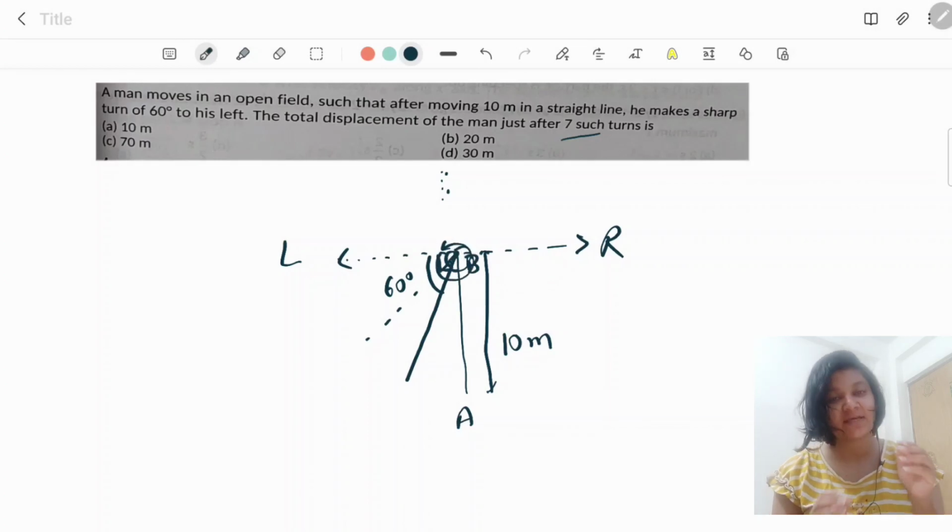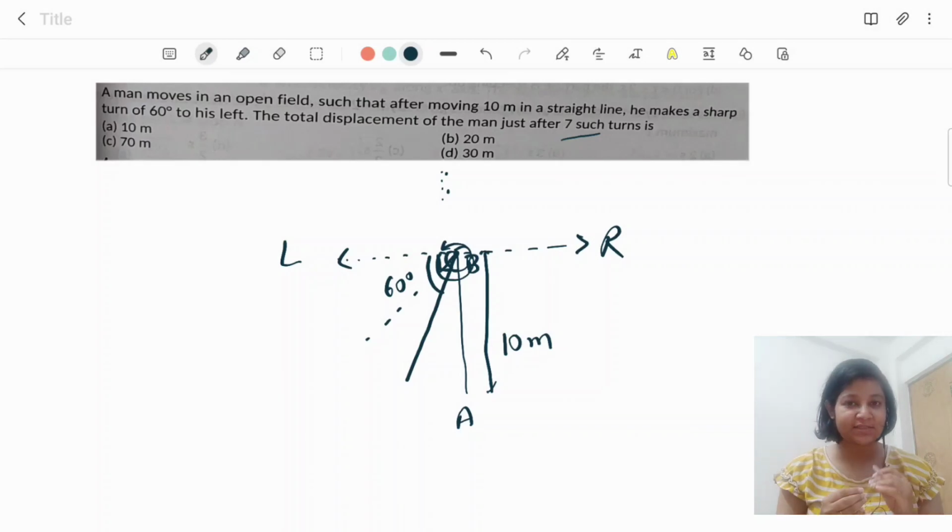But he is standing at the same point B. So no matter in which direction he moves, he is still standing at the point B. So his displacement is only the distance between A and B, which is 10 meter. So 10 meter is our answer.